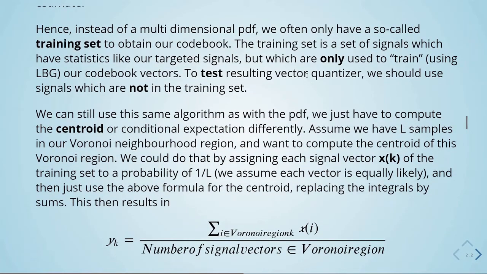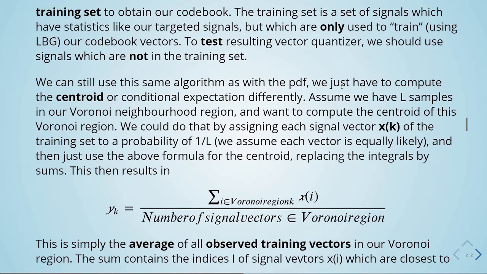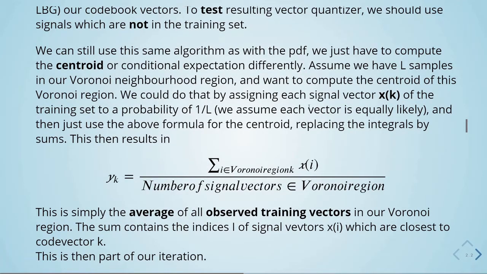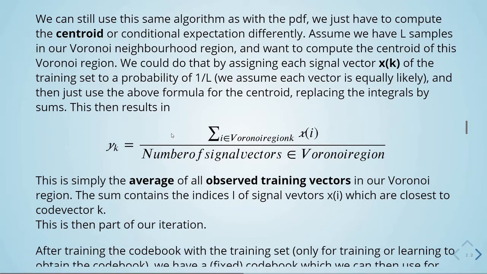We can still use the same algorithm as with the PDF, so we just have to compute the centroid or the conditional expectation in a different way. So assume we have L samples in our Voronoi neighborhood region and we want to compute the centroid for this Voronoi region, we could do that by assigning each signal vector x_k of the training set a probability of 1 divided by L. So we assume each vector is equally likely, and then just use the above formula for the centroid, replacing the integrals by the sums. And this results in this equation here. So this is simply the average of all observed training vectors in our Voronoi region. The sum contains the indices i of signal vectors x_i which are closest to the code vector y_k. So this is part of our iteration.